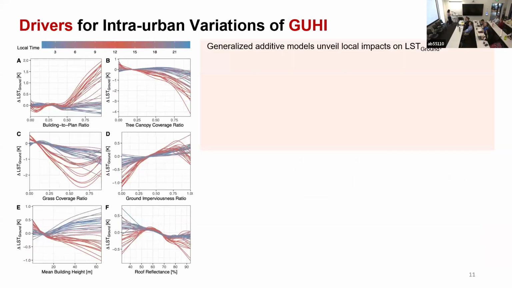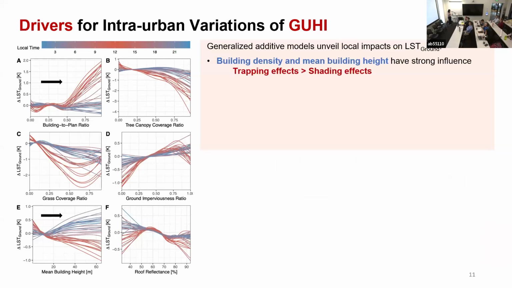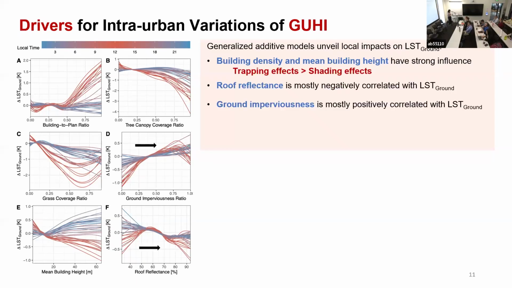And statistically, we analyze different urban property components at local scales and how they control the ground urban heat island. There are some key take-home messages. These two panel plots with arrows indicate building density and mean building height and their influences on the ground urban heat island. Generally we're showing the trapping effects: the urban canyon can trap longwave and shortwave radiation that keeps the ground warmer, which actually has a larger effect than the shading effect that they provide. Also the roof reflectance has some negative correlation with the ground LST.